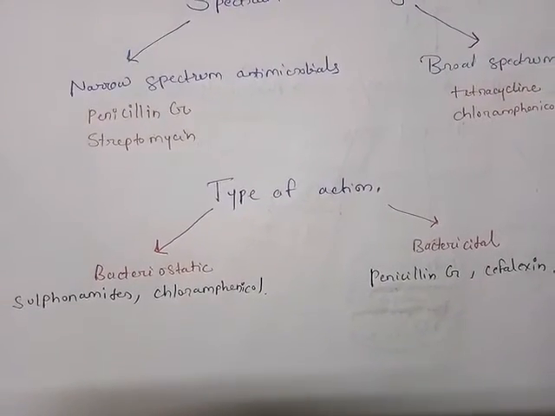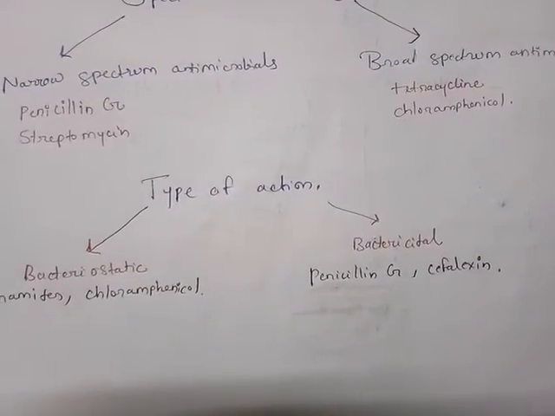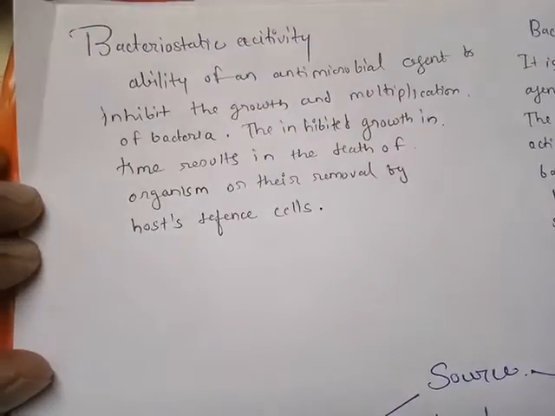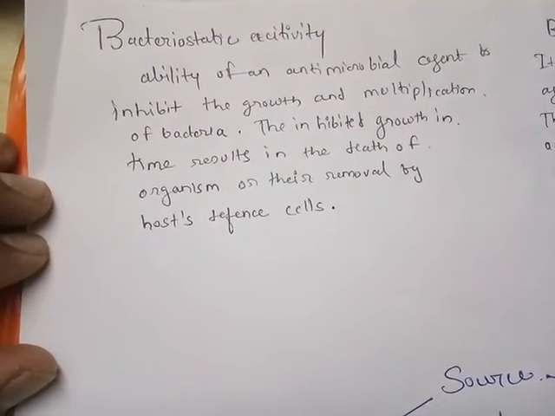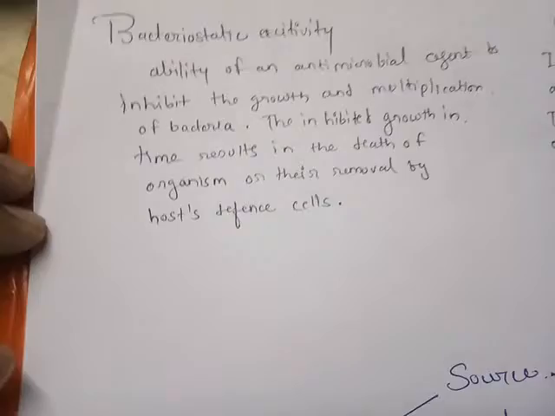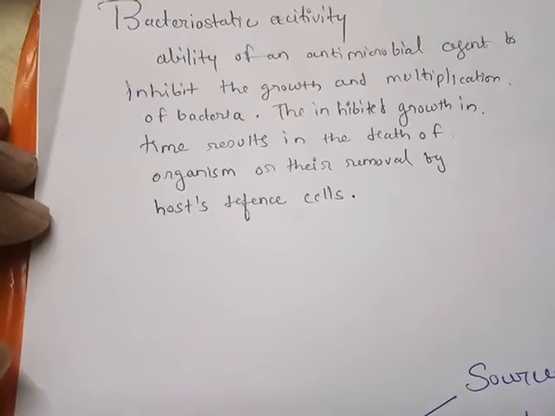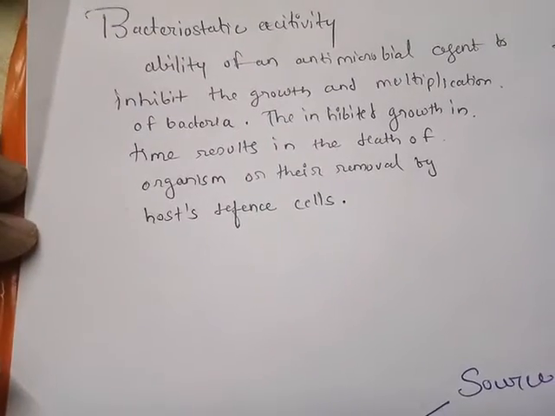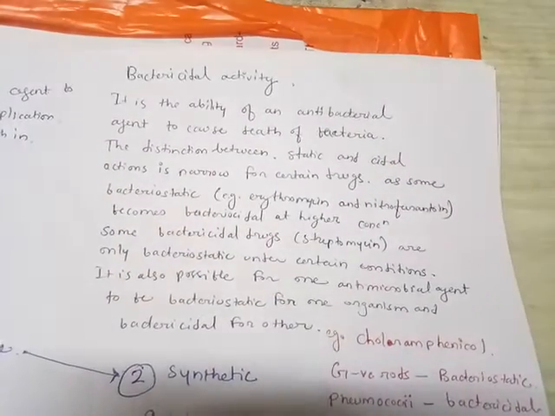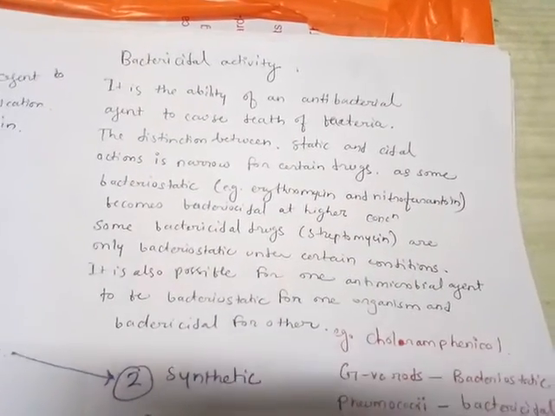Then we are classifying them on the type of their action, either bacteriostatic action or bactericidal action. So let's discuss first what bacteriostatic activity is. The bacteriostatic activity is the ability of an antimicrobial agent to inhibit the growth and multiplication of bacteria. The inhibited growth in time results in the death of the organism or their removal by host's defense cells. Now, what is bactericidal activity? It is the ability of an antibacterial agent to cause death of bacteria.